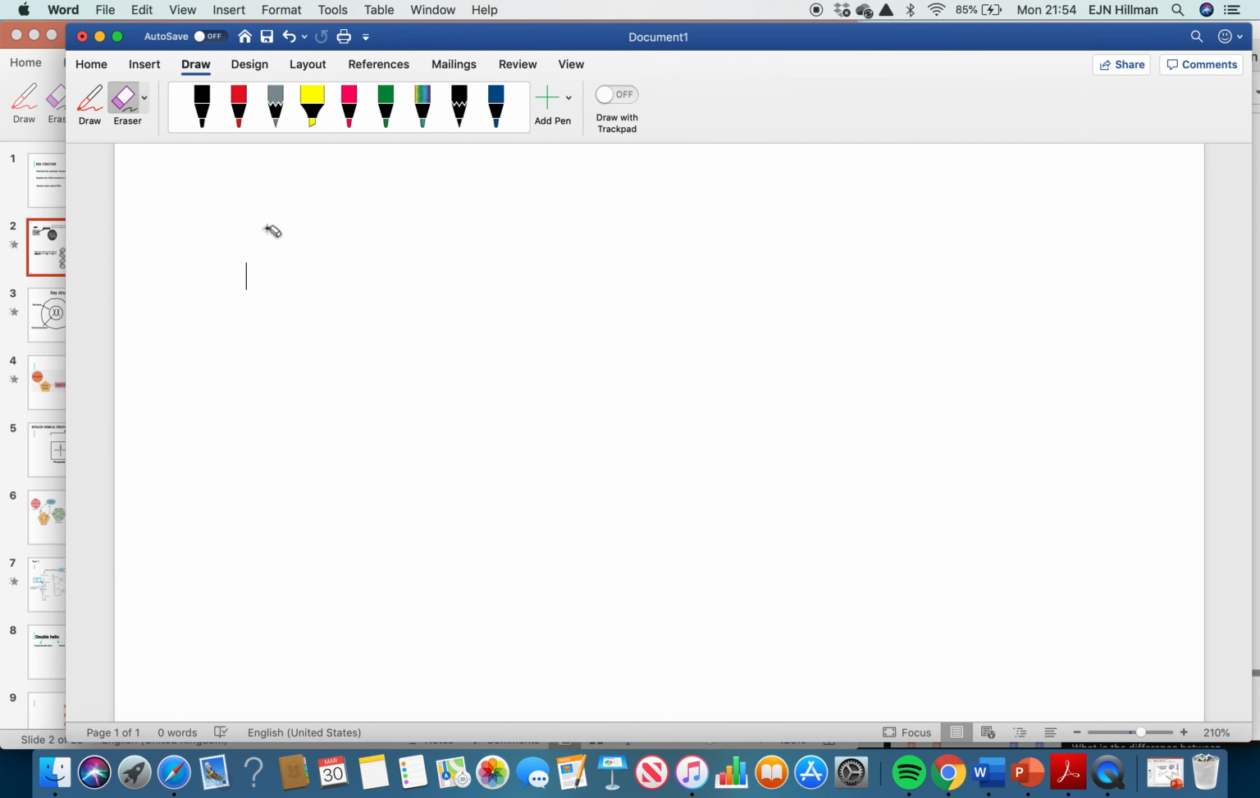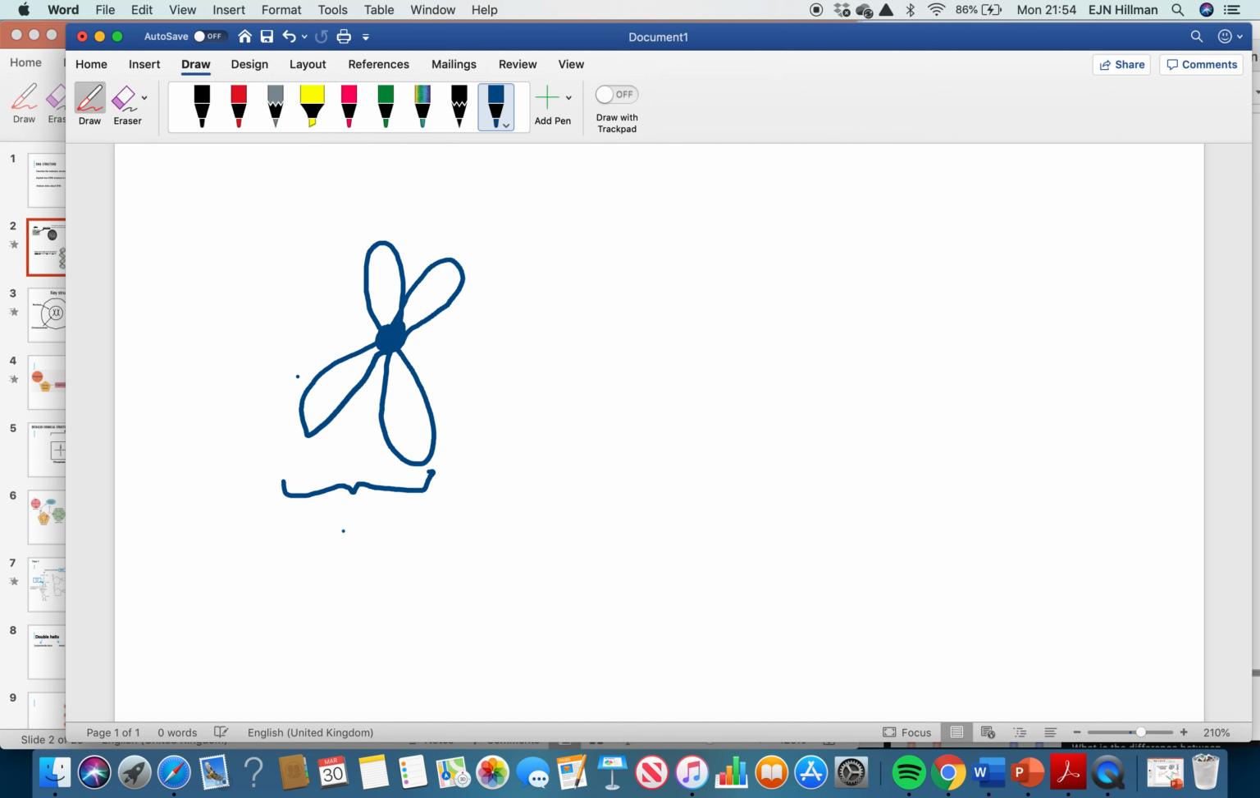Okay, so let me draw a little diagram for you here. Okay, so when we see these X-shaped chromosomes, like so, what we're actually looking at is a chromosome that is comprised of a pair of sister chromatids. Okay, so there's one sister chromatid and a second sister chromatid.